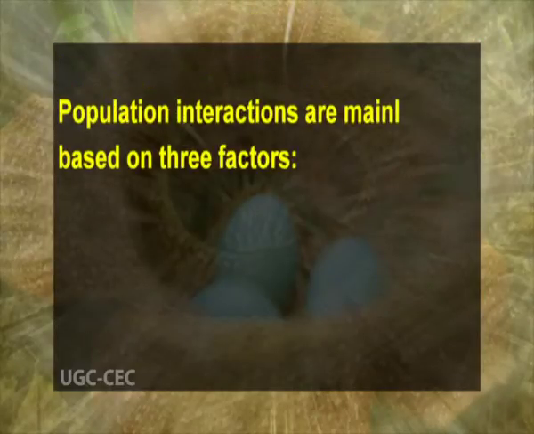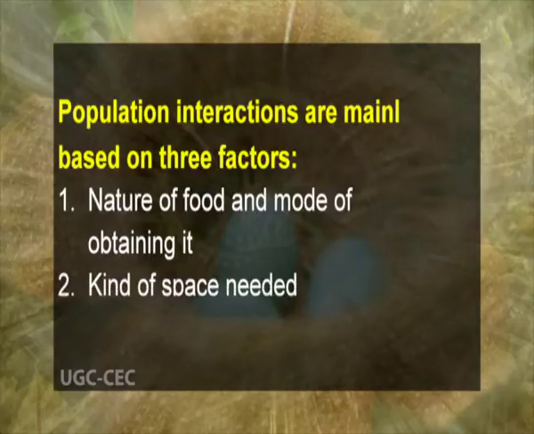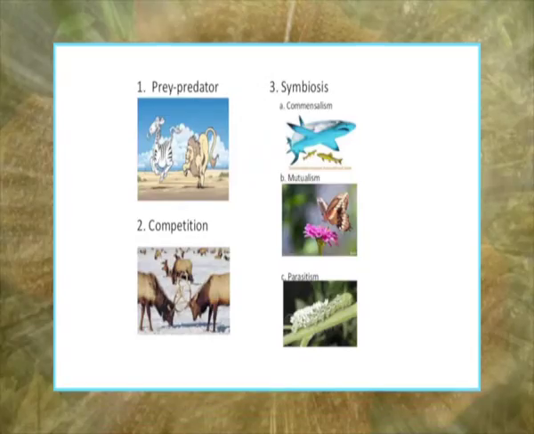Population interactions are mainly based on three factors. Number 1, nature of food and mode of obtaining it. Number 2, kind of space needed. And number 3, habits. On the basis of nature of interactions, there are 5 types of population interactions.